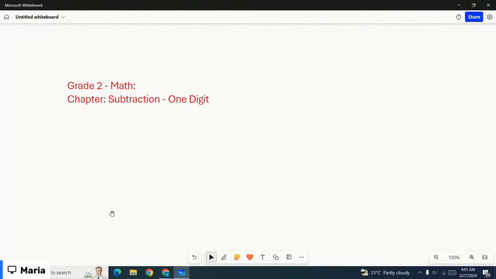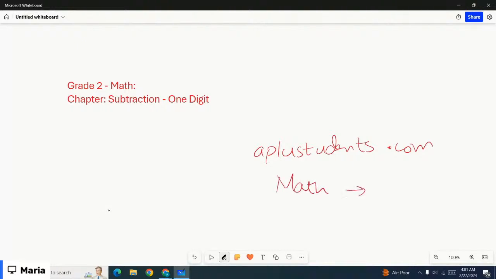We are here for grade 2 math. You can find all the lessons on aplusstudents.com. You have to log in there using your email address and password as provided by the administrator. Then you have to select math from the subject tab, scroll down to grade 2, and then click on view all lessons. There you can find a list of the chapters.